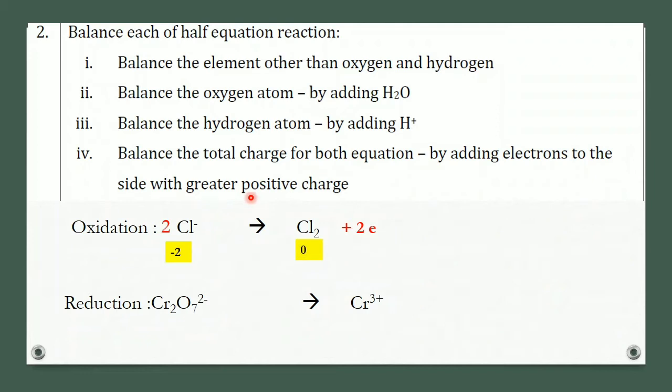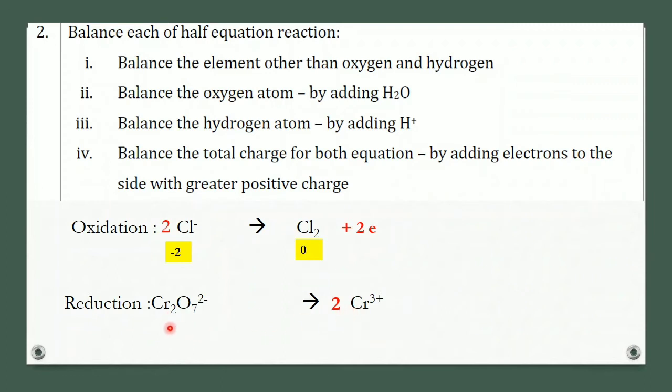So we will do the same thing for the reduction as well. For the dichromate ion, I have 2 chromium atoms. So I need to add 2 in front of my chromium ion. So there are 2 chromium atoms on both sides.